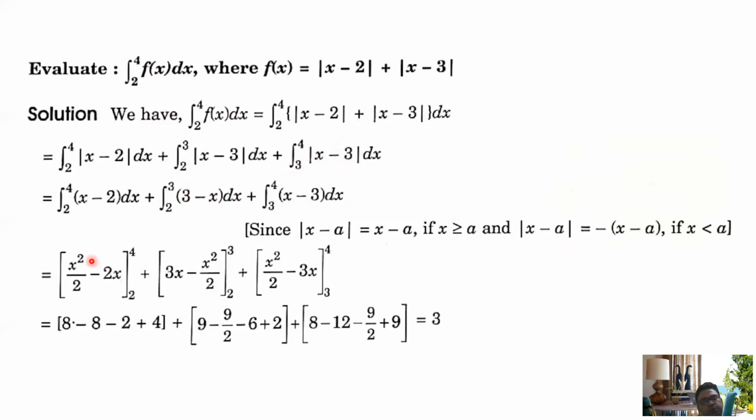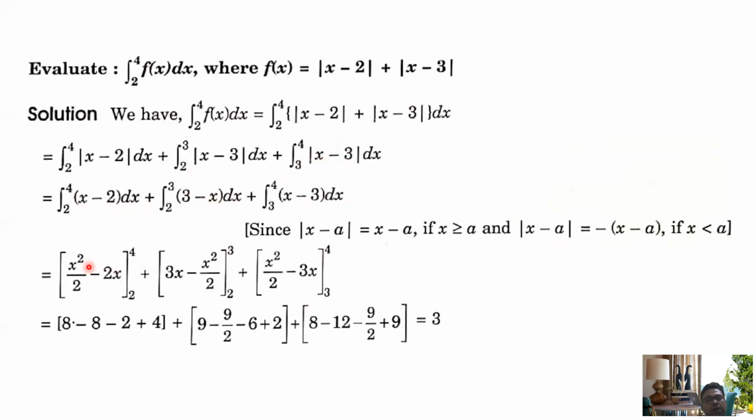Now simplify. It is a very simple example. You just have to remember the value of each factor, and according to that you change and divide the integration, and substitute the positive value or the negative value.